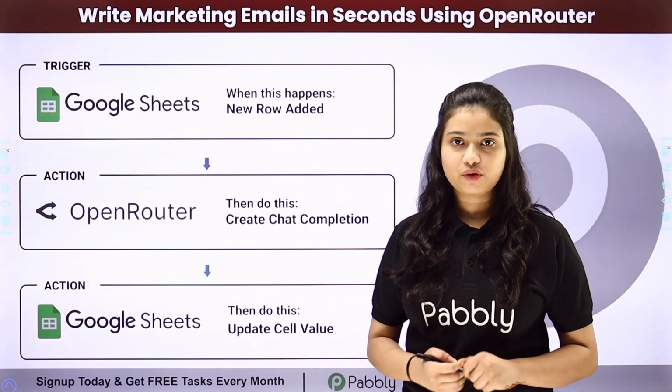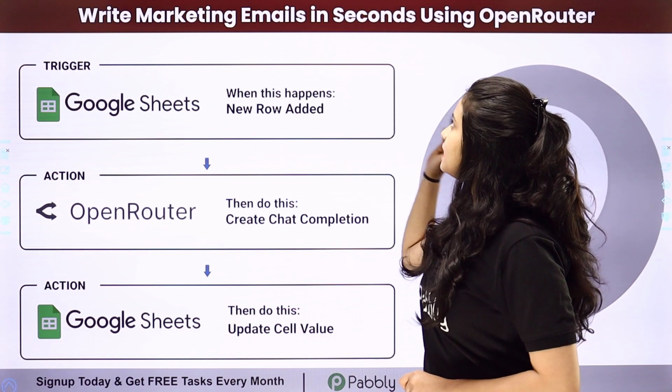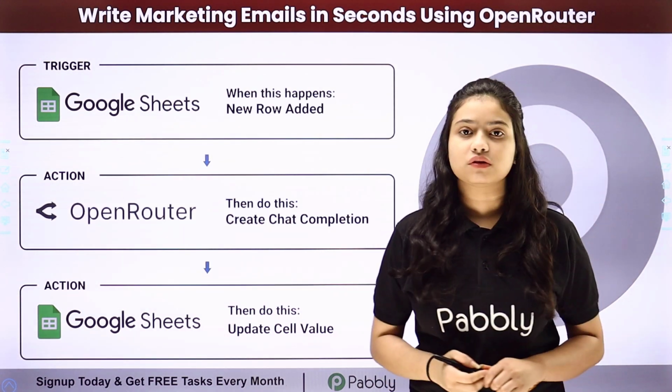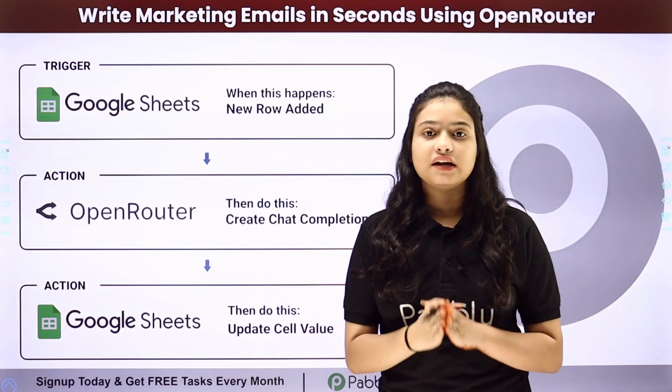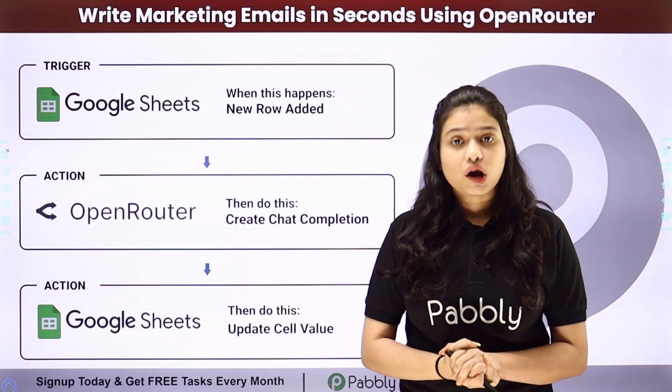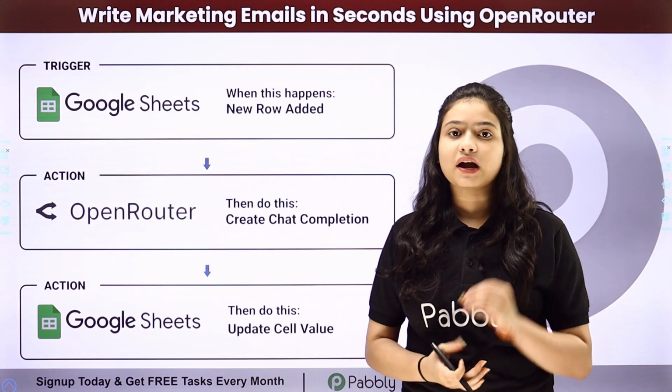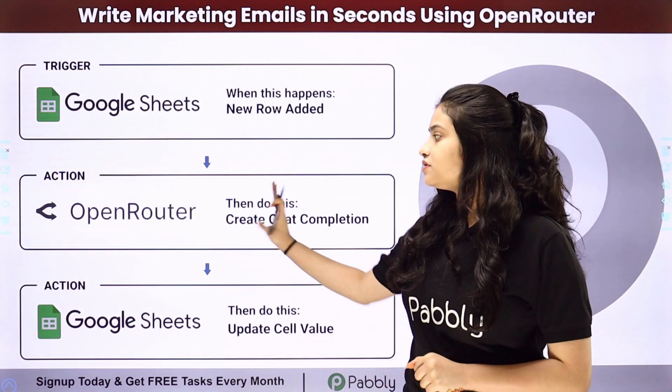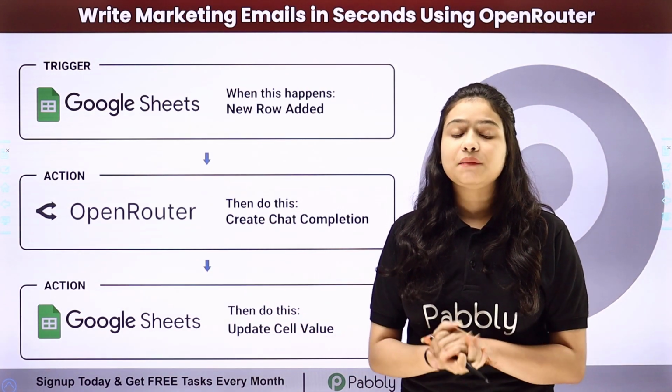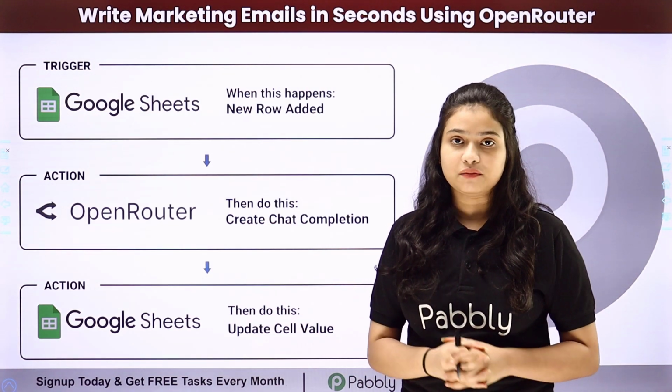In this video, we are going to learn how to write marketing emails in seconds using OpenRouter. I want that whenever I add a new title in my Google Sheets, automatically on the same title, a new marketing email should be generated by using OpenRouter, and after that, the same email should be added in front of that title in my Google Sheets.